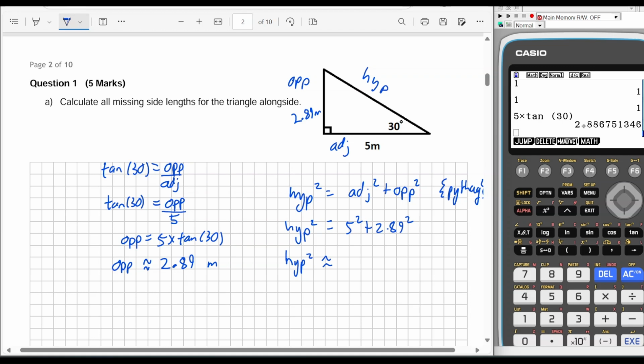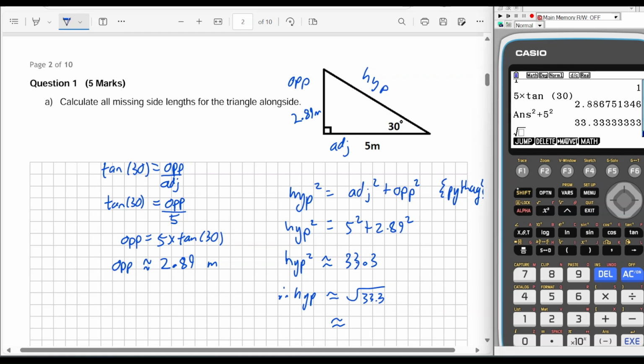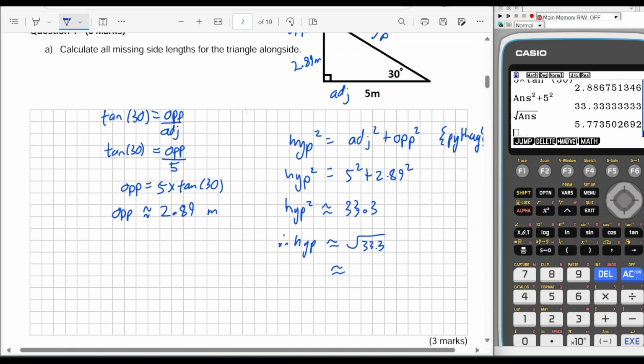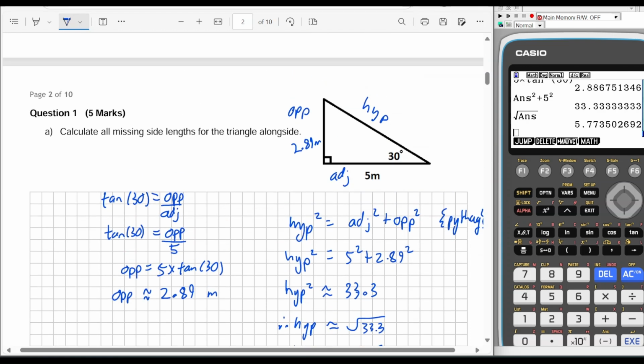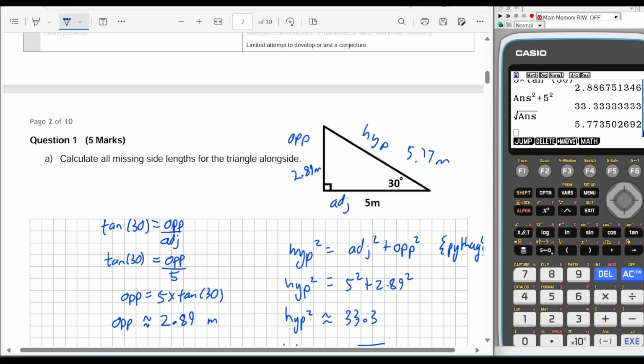So we can take that 2.886 full version and square that. And then I'm going to add on 5 squared. So use the full version of numbers when you're dealing with them. So we're going to get 33.3, and therefore the hypotenuse is the square root of 33.3, which is roughly equal to whatever the calculator tells us. Square root of that answer, we've got to use the full version. So it's 5.77. And we'll just pop meters there. That is the hypotenuse. So there we go, 2.89 meters and 5.77 meters.